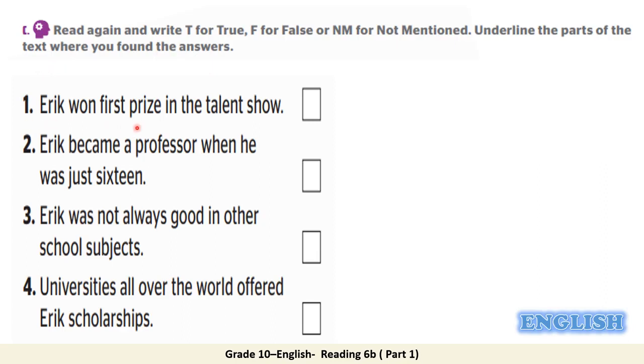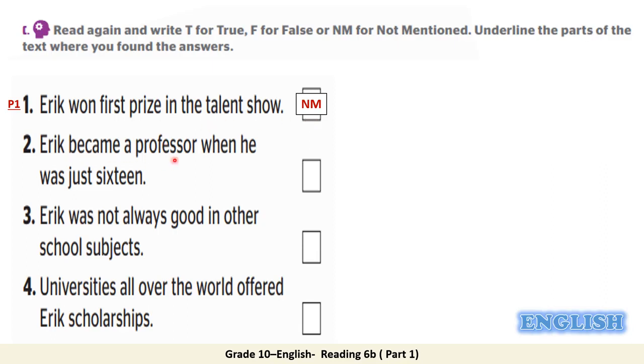Eric won first prize in the talent show. I will help you out and give you a small hint. You may find the answer in paragraph 1. So pause, read through paragraph 1, and try to figure out the answer. And the answer is, it is not mentioned. Well done, everyone. Let's move on to the second point.